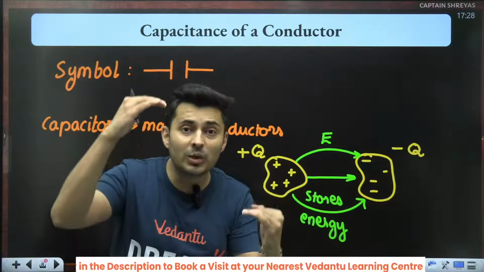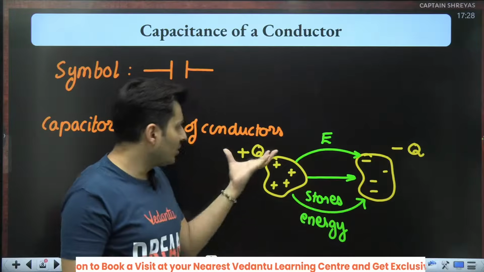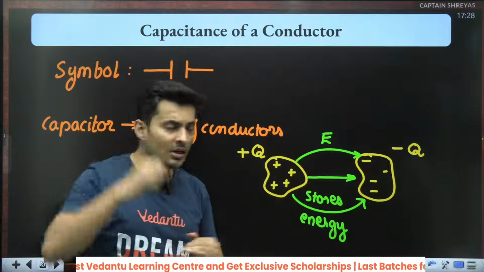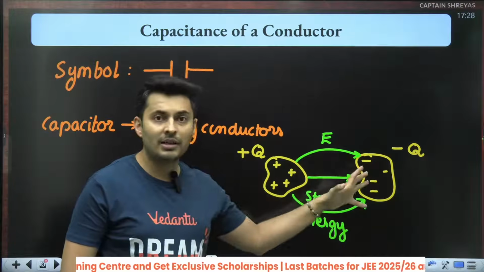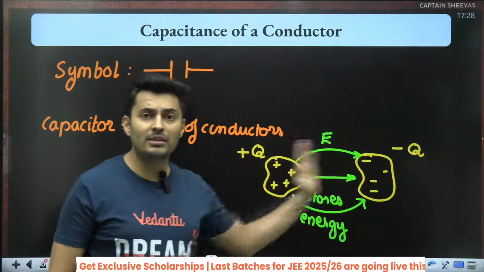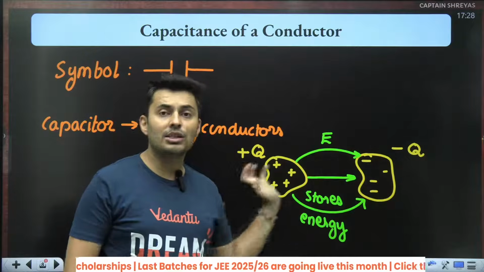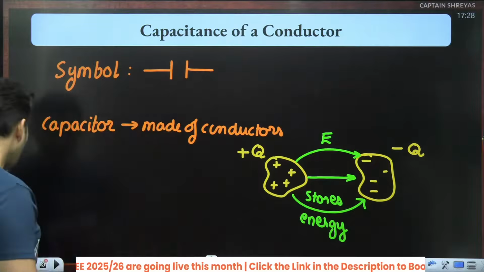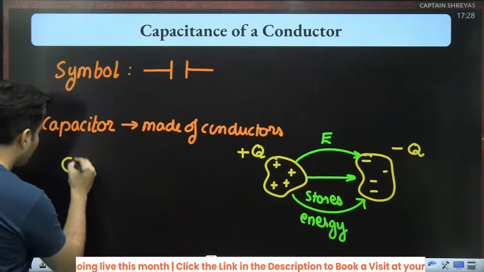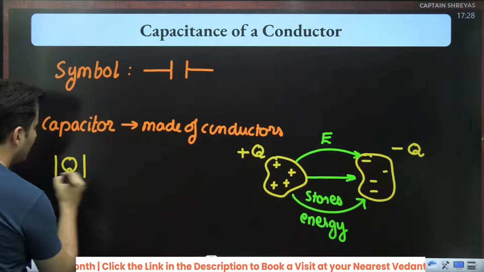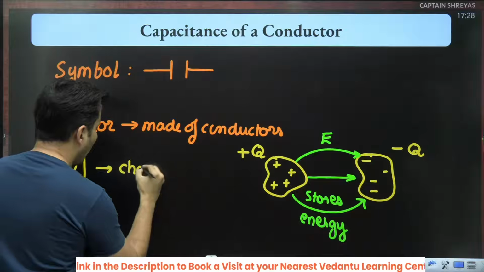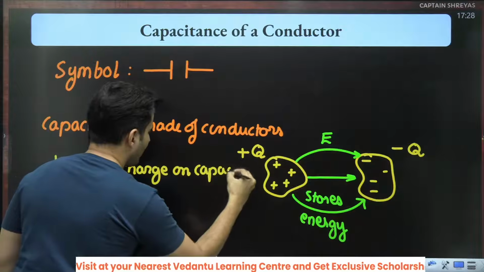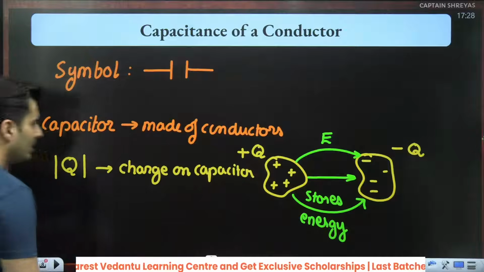Now, if you increase this potential difference, this will become more positive and this will become more negative. You increase the voltage difference even more, there will be even stronger electric field. Stronger electric field means the voltage difference becomes even higher and the charge stored on them also proportionately increases. So here I would say Q is basically the charge on the capacitor. Remember that.